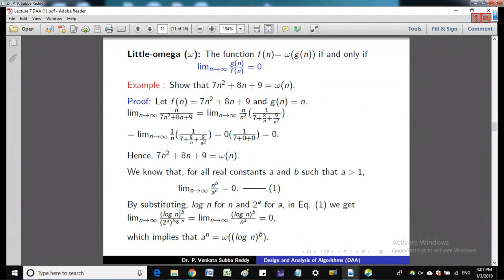Similarly, if I replace n with log n, then finally what do we get? Limit n tends to infinity, log n power b by n power a is 0. This is a polynomial in logarithm. This is a normal polynomial. That means a polynomial in logarithm has lower order of growth than the actual polynomial function. Which implies n power a is little omega of log n whole power b.